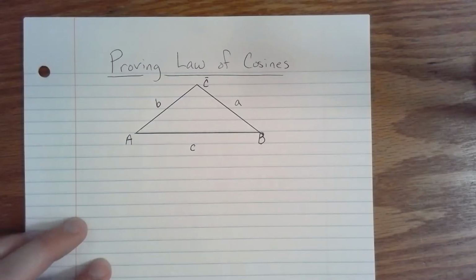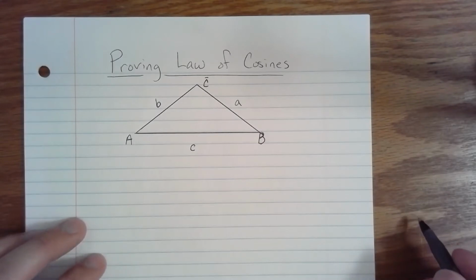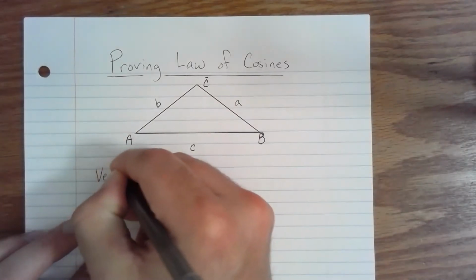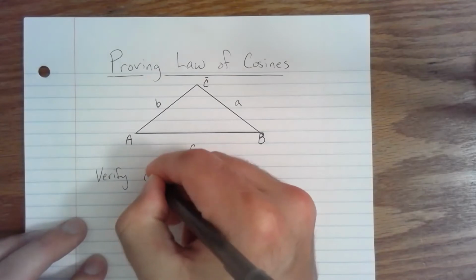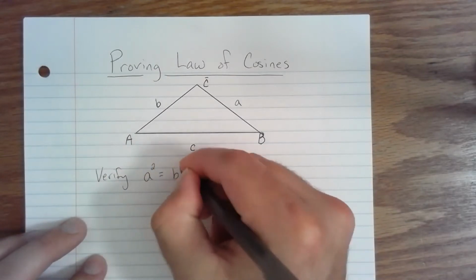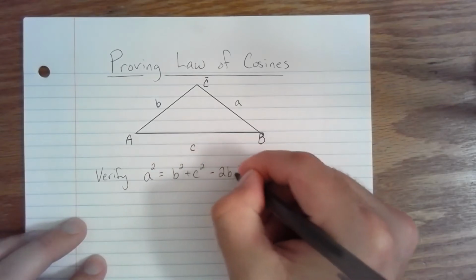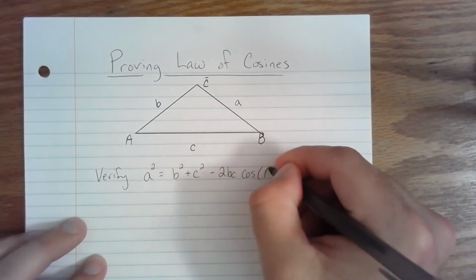The proof of the law of cosines is actually a fairly straightforward thing, but it takes a little bit of thinking outside of the box. The idea behind it is we want to verify something, so in this case, we're going to verify that a squared equals b squared plus c squared minus 2bc cosine of A.